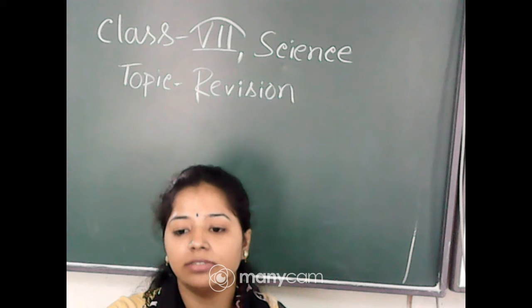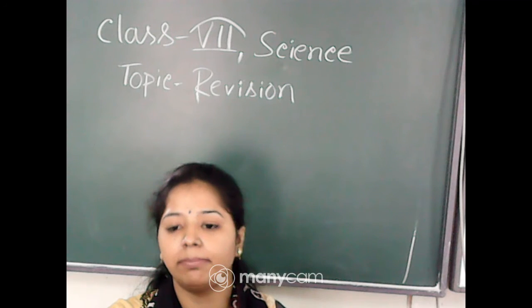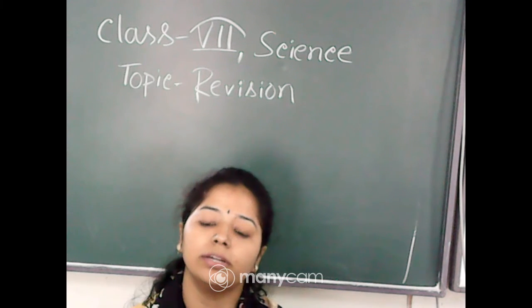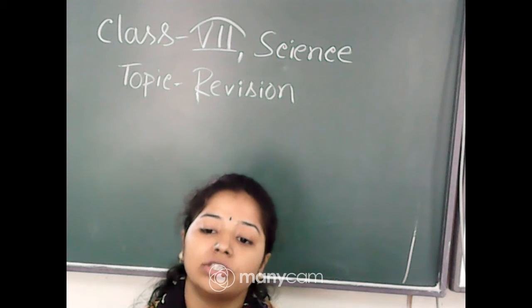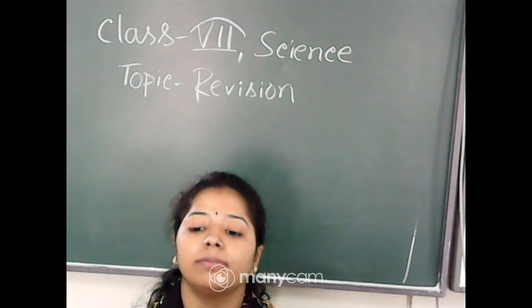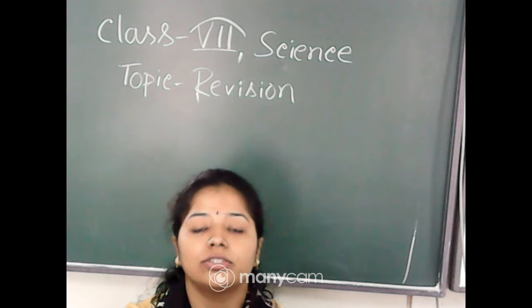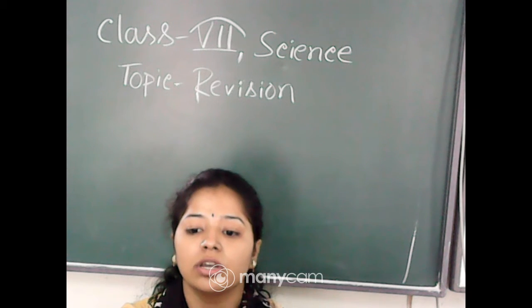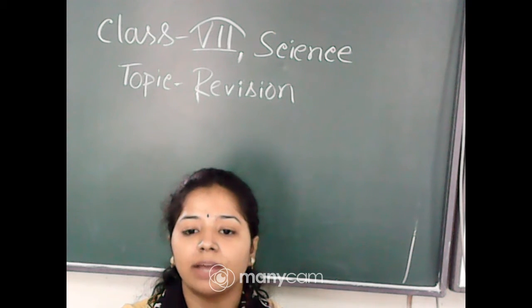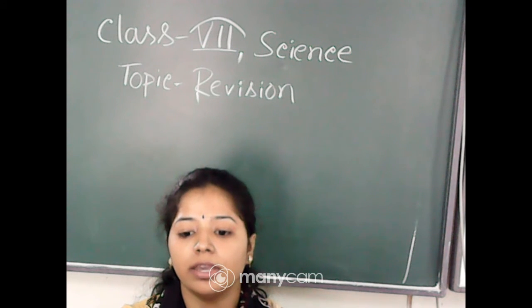As you know, chapter 11 is transportation in animals and plants, then another chapter, reproduction in plants, which is chapter number 12, and another chapter, chapter number 17, Forest: Our Lifeline, that is in our term 2 syllabus. So we have to revise these chapters thoroughly, and if you have any problem you can ask me. Is it clear to you all?